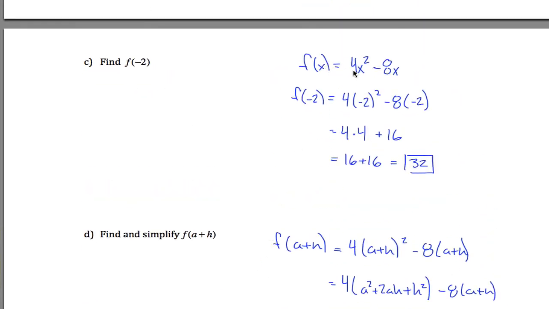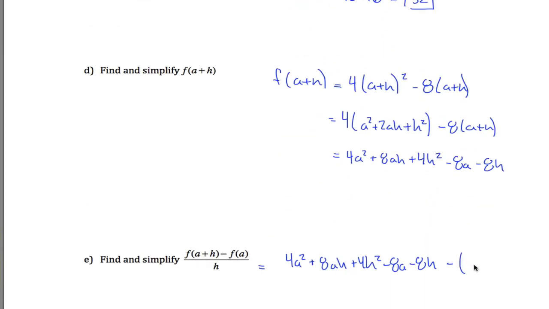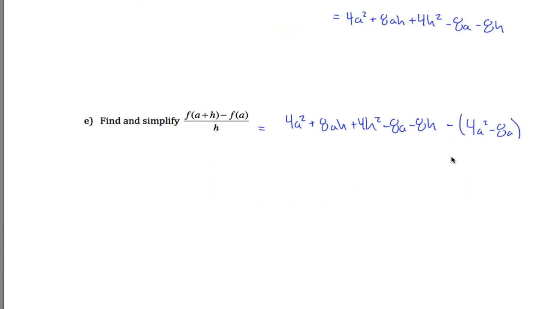Well, let's see, f of x is 4x squared minus 8x, so f of a would just be 4a squared minus 8a. Note that I need these parentheses because I want to subtract this entire thing. I want to subtract all of f of a. And that's all divided by h.